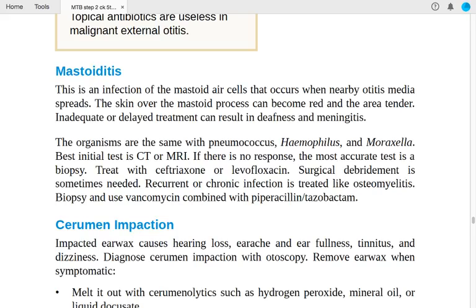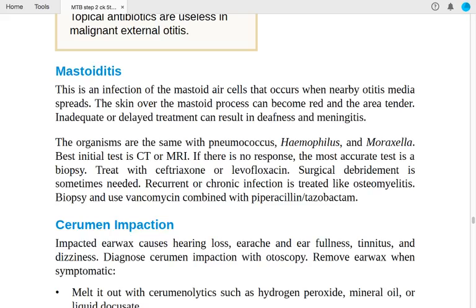The organisms are the same: pneumococcus, Haemophilus and Moraxella. These organisms are responsible for causing mastoiditis. Which organisms? Pneumococcus, Haemophilus, Moraxella. The best initial test is CT or MRI. You can go for any one of these tests. If there is no response, the most accurate test is a biopsy. Always consider CT or MRI first. If there is no response, most accurate is biopsy.